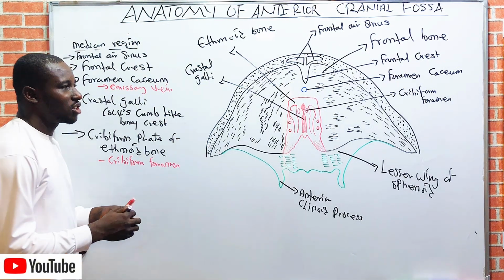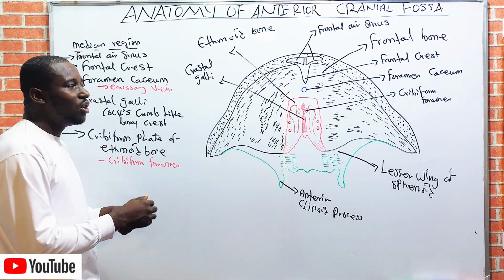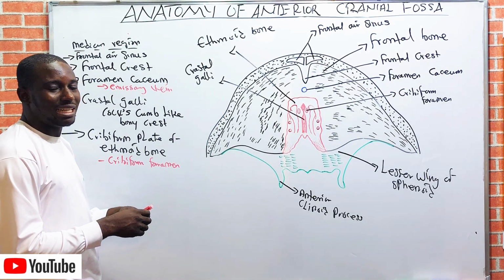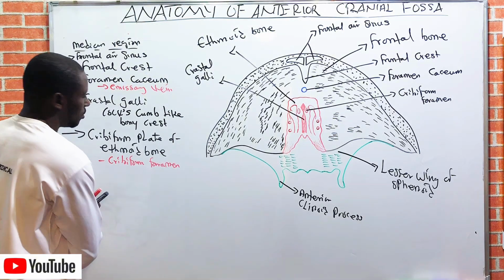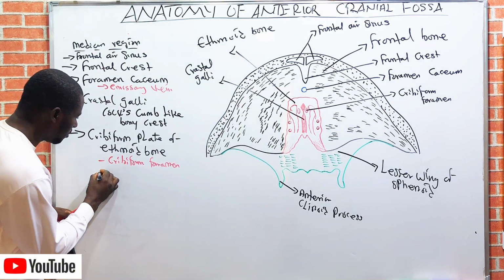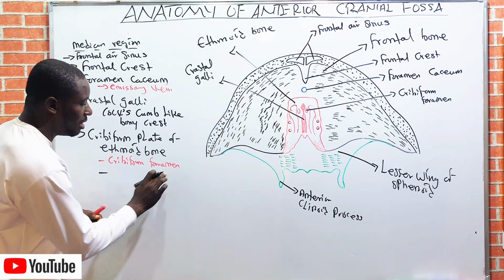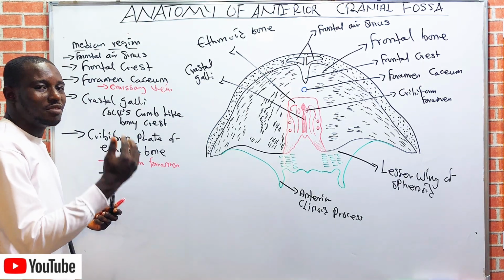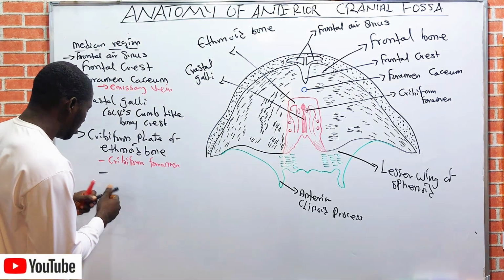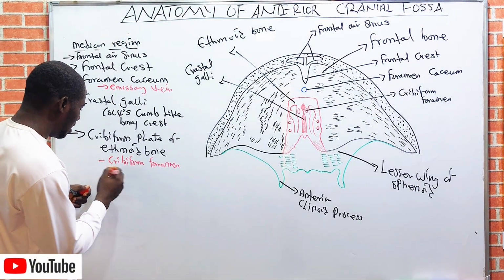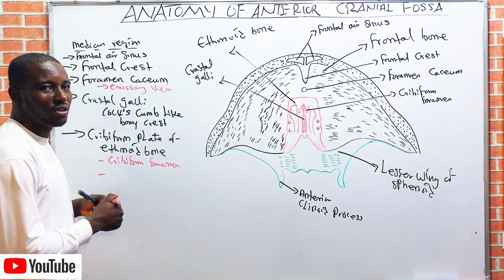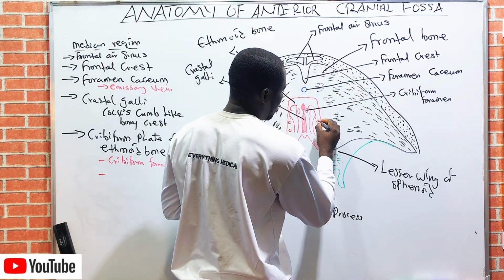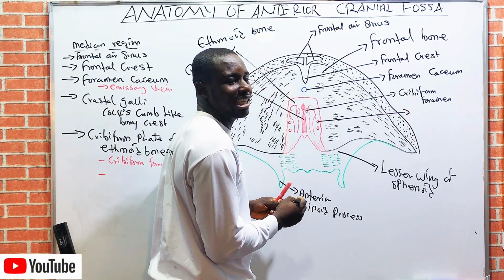So the next thing we'll be discussing is another foramen that is found on the same cribriform plate of the ethmoid bone. Recall that the cribriform foramen transmits the what? Olfactory nerve, which is the nerve that conducts the sense of smell. The next one is the anterior and posterior ethmoidal foramen. Here is the anterior ethmoidal foramen.